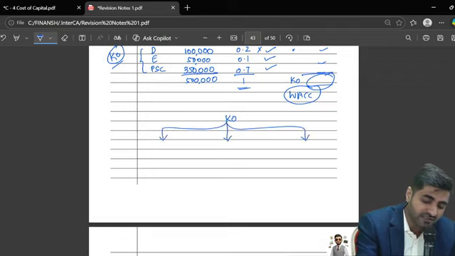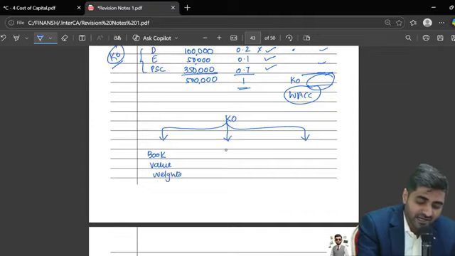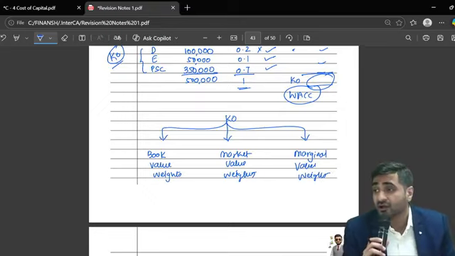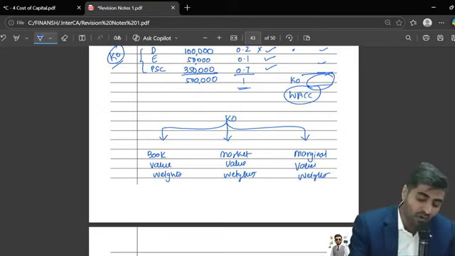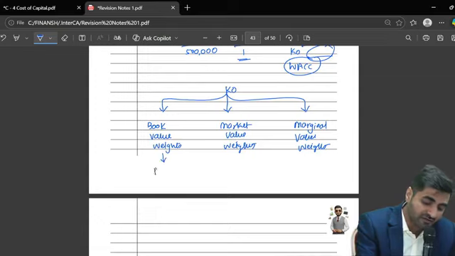The first is called book value weights. The second is called market value weights. And the last is known as marginal value weights. So how many types of weights are there? 3 types. The first one is book value weights. These book value weights are also known as balance sheet value weights.